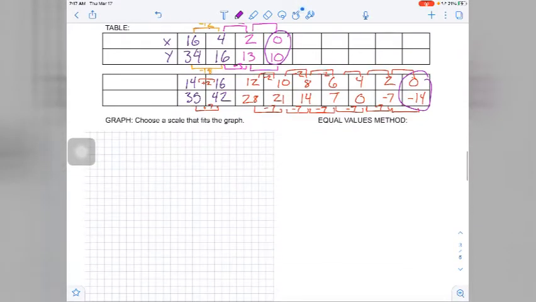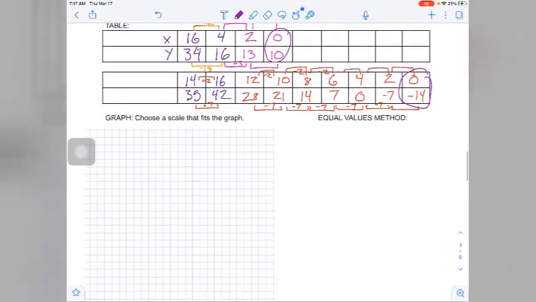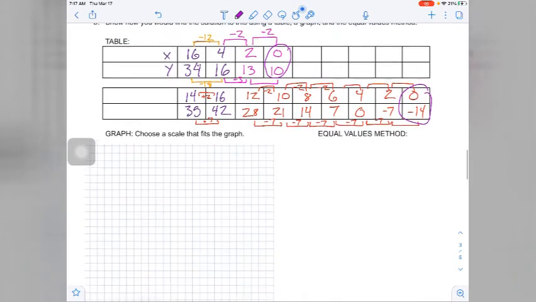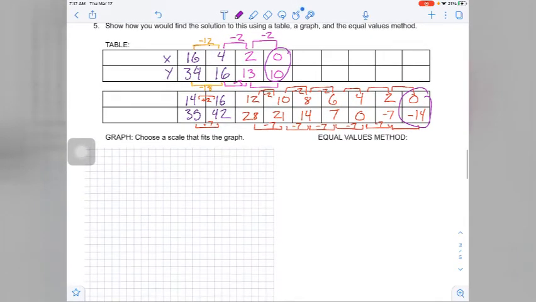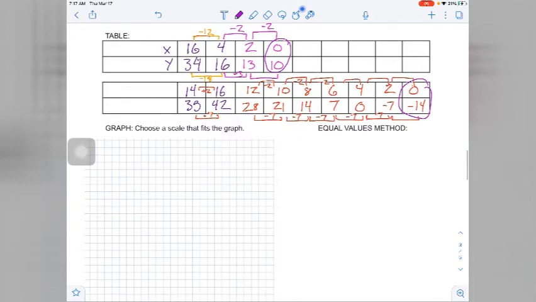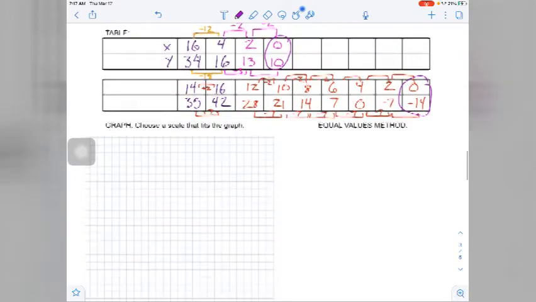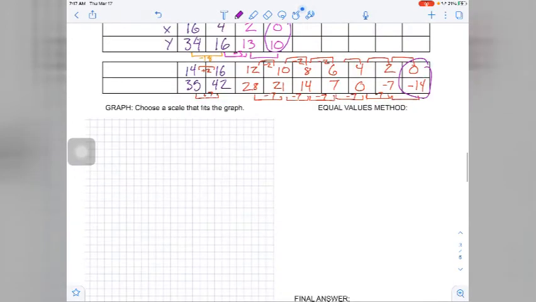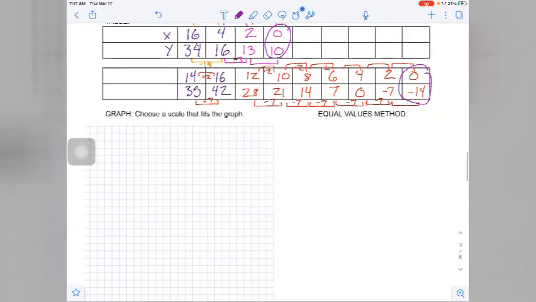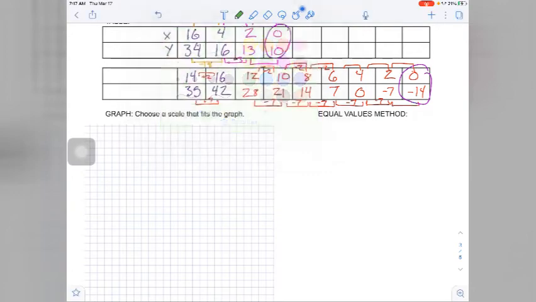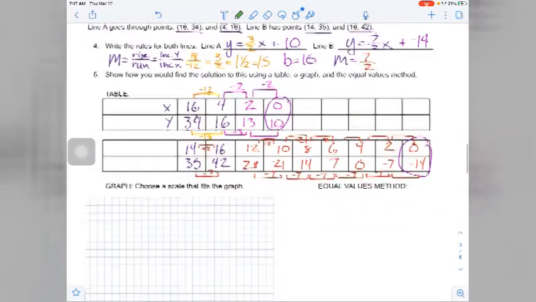So now that I have both my rules, I can use that information to help me finish filling out my graph and my equal values method, and use my table again to show how we would find the point of intersection in all of them. But I like to use the equal values method first. I think it's the best way to show where the point of intersection is.